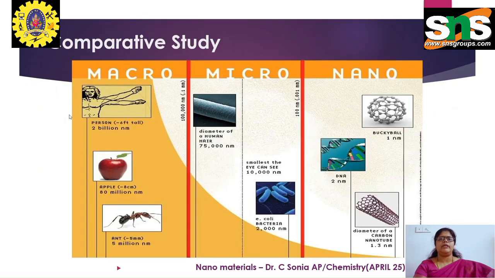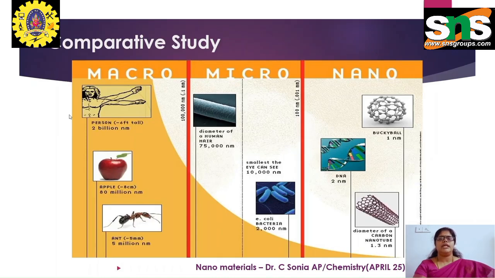So, when you do a comparative study of the macro, micro, and nano scale, in the macro scale range, a person 6 feet tall is about 2 billion nanometers. An apple and an ant are about 80 million nanometers and 5 million nanometers, respectively. In the micro scale range, the diameter of the human hair is about 75,000 nanometers, and the smallest the eye can see is 10,000 nanometers. An E. coli bacterium is about 2000 nanometers.